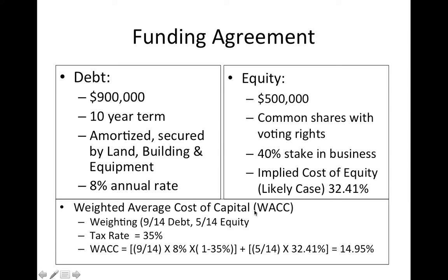And then I've added a box at the bottom, which is the weighted average cost of capital, showing what the debt weightings are, right? We needed 1.4 million total. So 9/14, or 900,000, came from debt, and 5/14, or 500,000, came from equity. I calculated my WACC using a 35% tax rate, and so this becomes the formula: the debt weighting times the agreed interest rate times 1 minus the tax rate. That's the debt side, plus the equity weighting times the cost of equity, and that comes out to 14.95%. Okay.